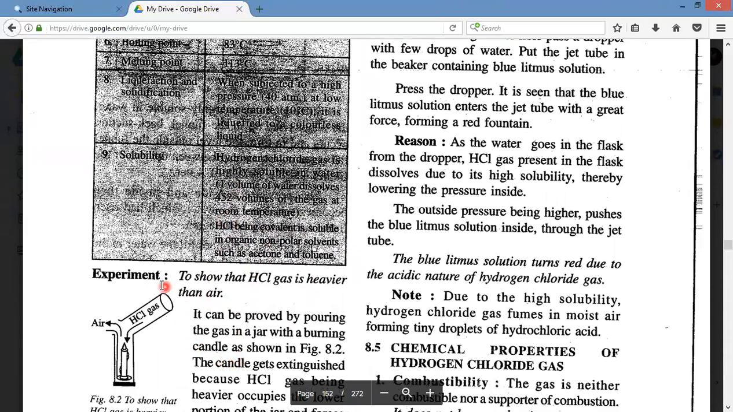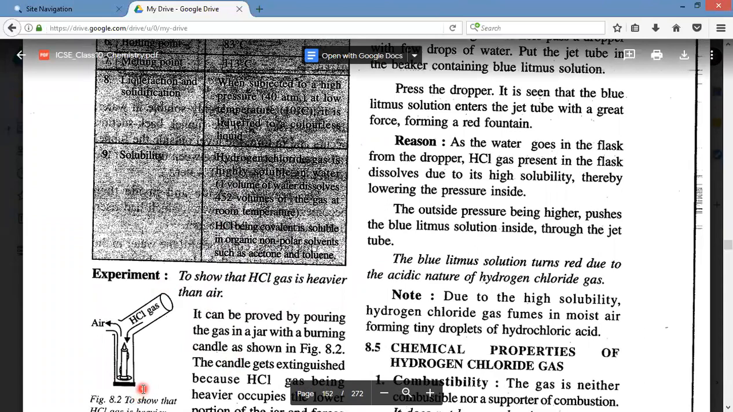For that one, we have to again set up that apparatus. We can take first of all a jar with a burning candle, and in that jar we can pour the HCl gas. The jar full of the HCl gas is being poured in that jar. What will happen? Your candle will extinguish.